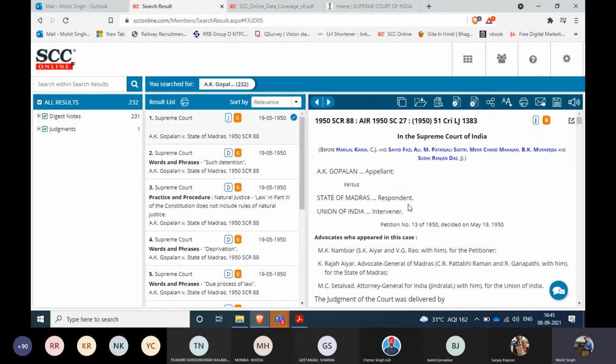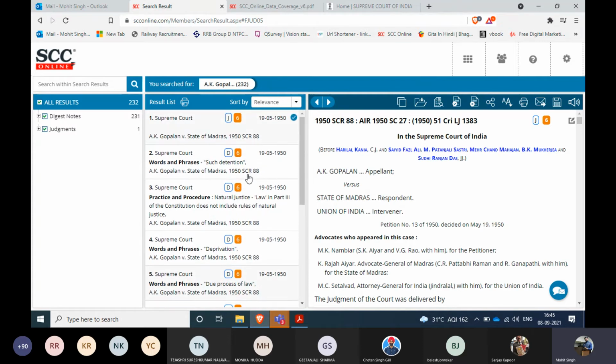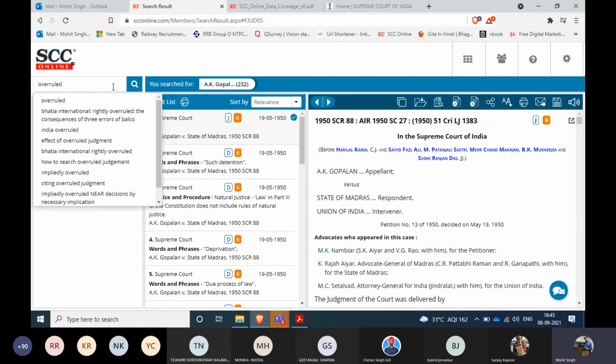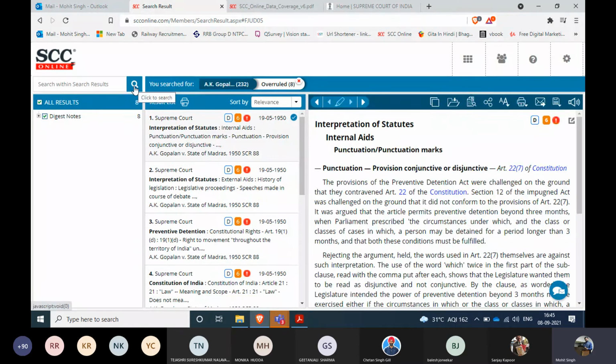case via find by party name. First of all, you get all the law points listed over here. So all the points are over here. Around 231 points of law were discussed, and all of them I can read at ease. Now, in order to find which law point of AK Gopalan got overruled, I can go with search within search result. I type in the word overruled over there. I click on the search bar, and it will give me only those points of law which got overruled. So out of 231, 8 points are not good law anymore, and the rest of the points I can use in my case.